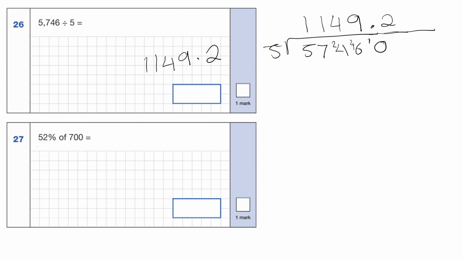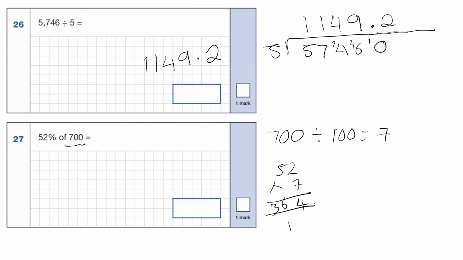Percentage of an amount is really easy, especially if you already have 100. Find 1%, we divide by 100. So 700 divided by 100, basically 7. So 1% is 7. To find 52, we take 52 and multiply it by the 1%. So 2 times 7 is 14. 5 times 7 is 35. Add 1 is 36. 364.